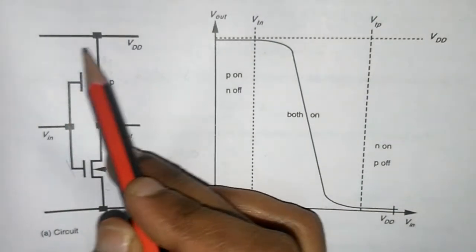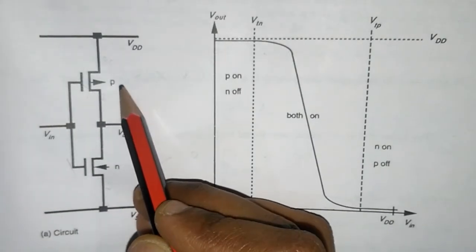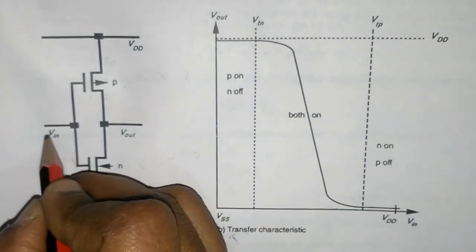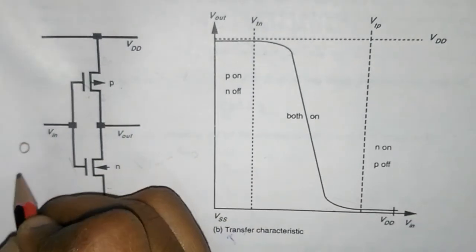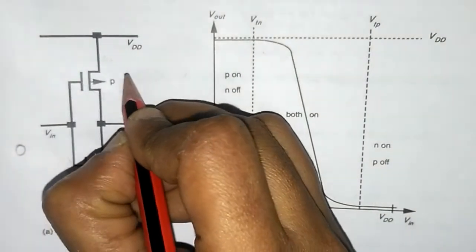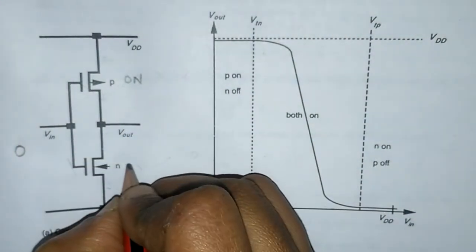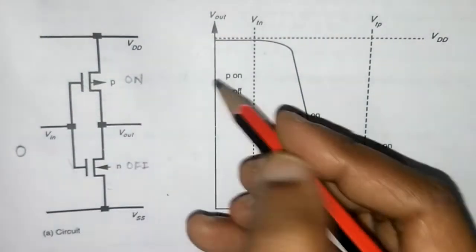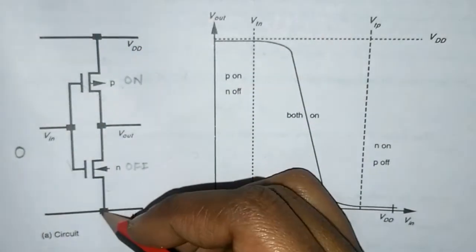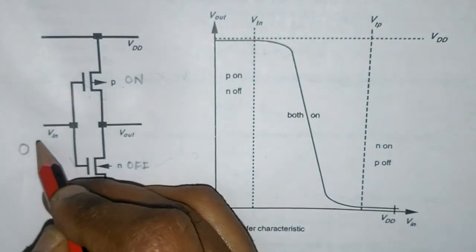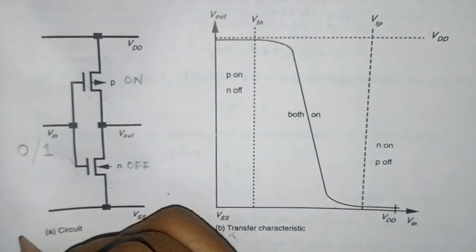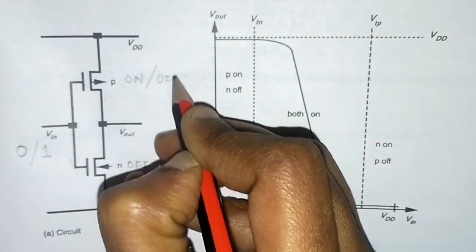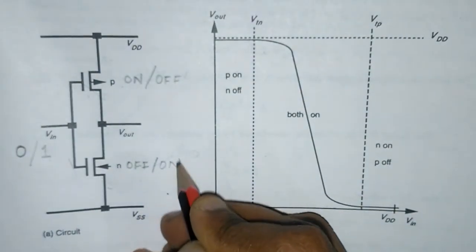You see that the pull up is an enhancement P channel MOSFET and the pull down is an enhancement N channel MOSFET. We know that when the input is logic 0, your pull up is going to be in the on condition, while the pull down is going to be in the off condition. Now let us see the other one. One of them is off, so there is no short circuit path when the input is logical 0. Now let us see what happens if it is logic 1. When the input is logic 1, the pull up is going to be in the off condition and the pull down is going to be in the on condition.